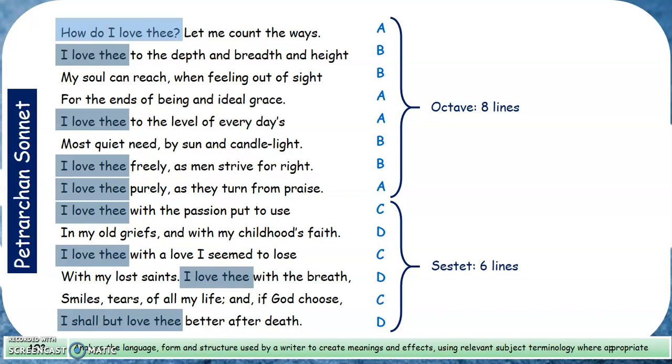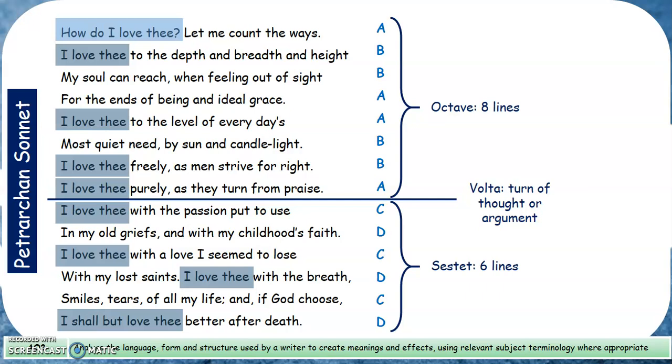Okay, going a little bit further now, I'm going to bring in the terminology volta. A volta is usually a turn of thought or argument. There's no real argument presented here, and the whole poem is all about how much she loves him. So there really isn't an obvious turn. The only sort of turn I can get out of this is those first 8 lines: the love is spiritual or earthly or domestic, about purity and about free giving. This is the usual type of love we think about when we think of love.